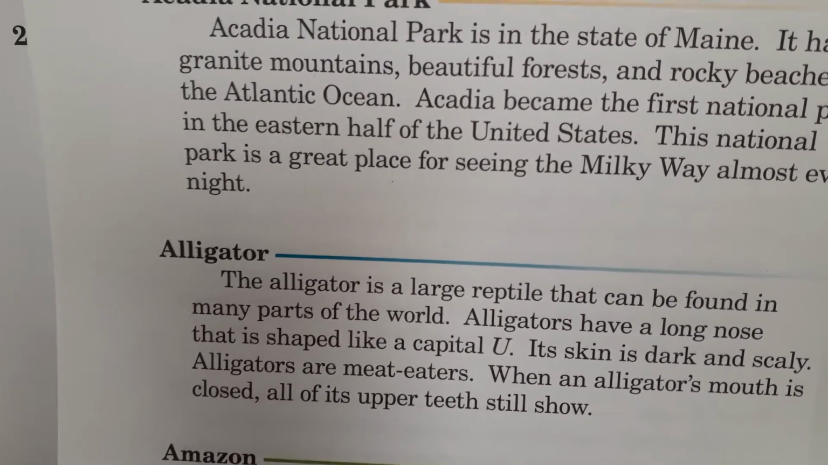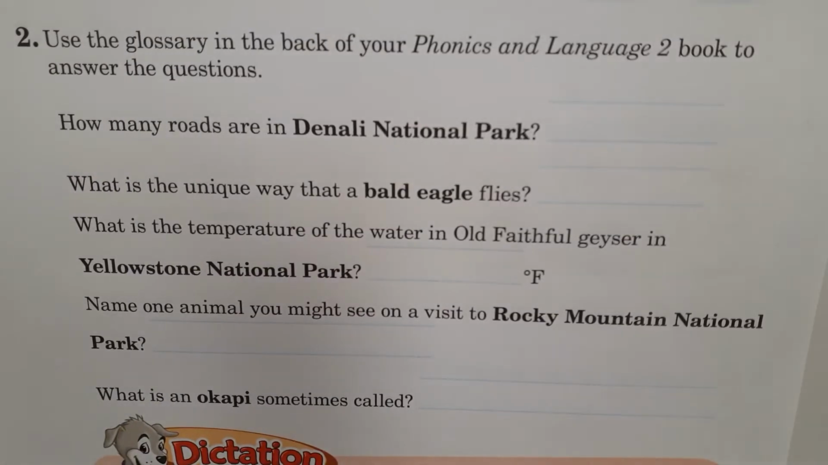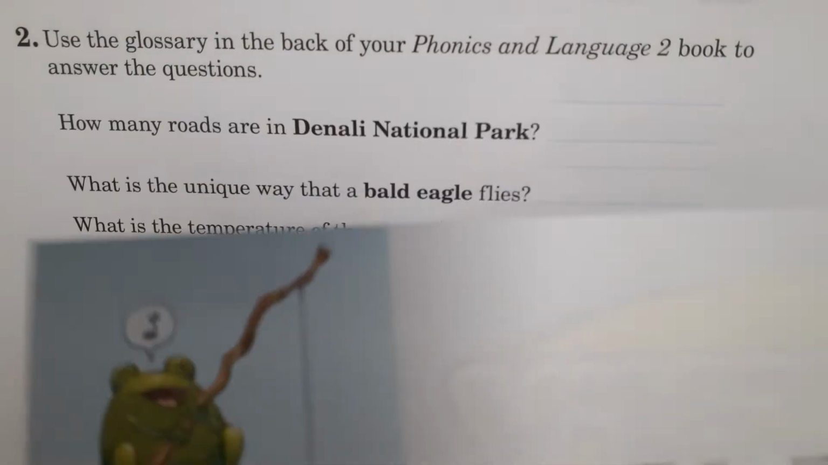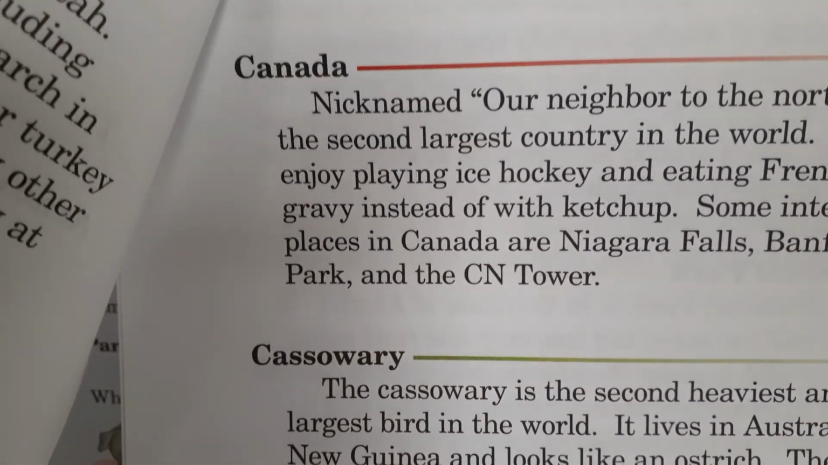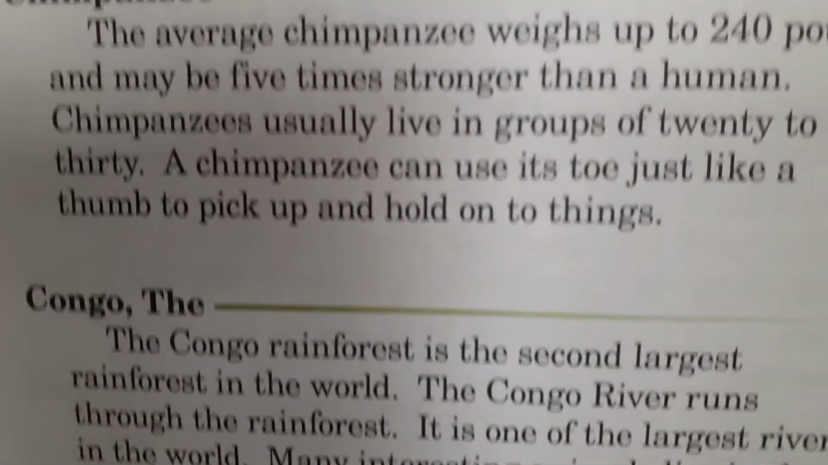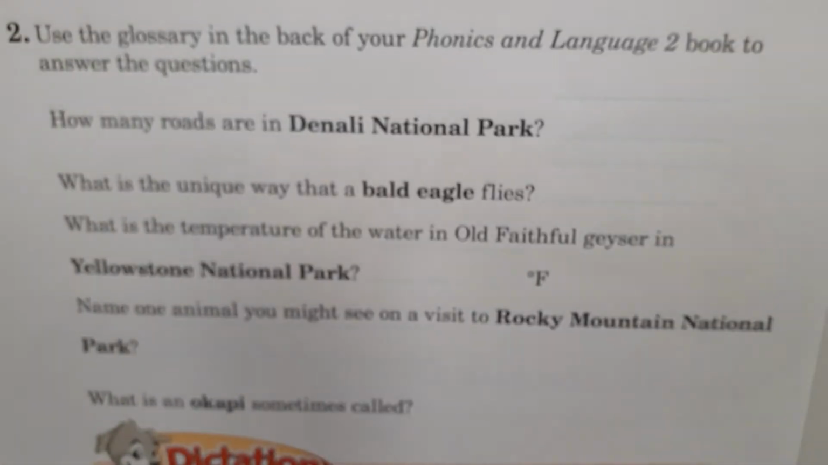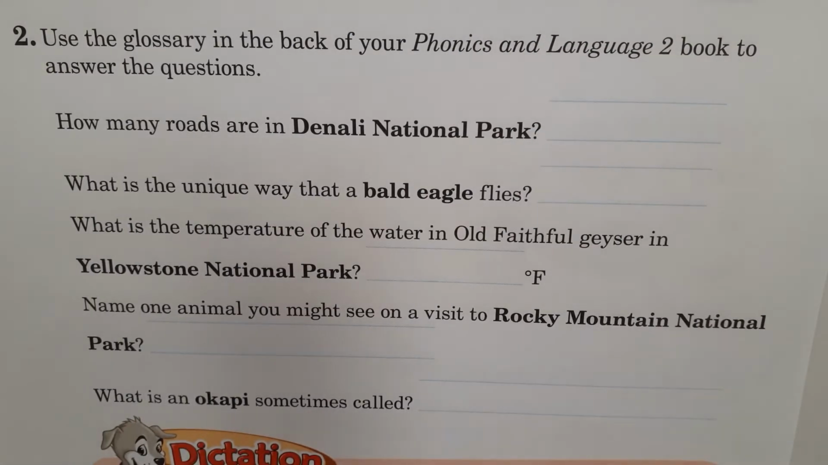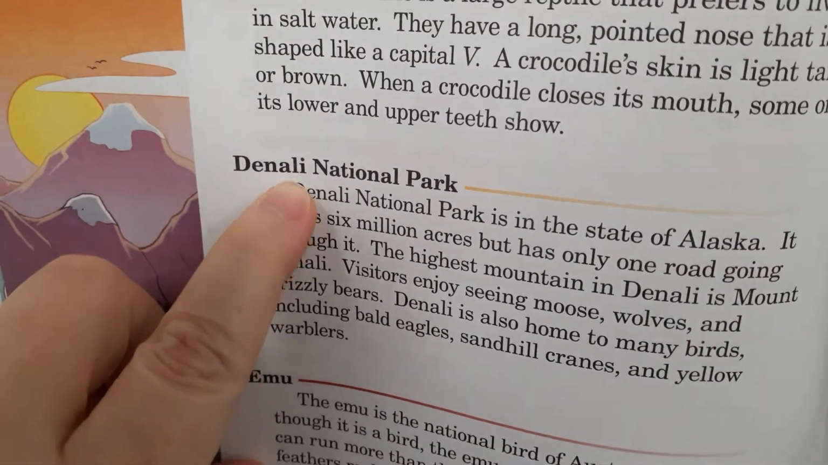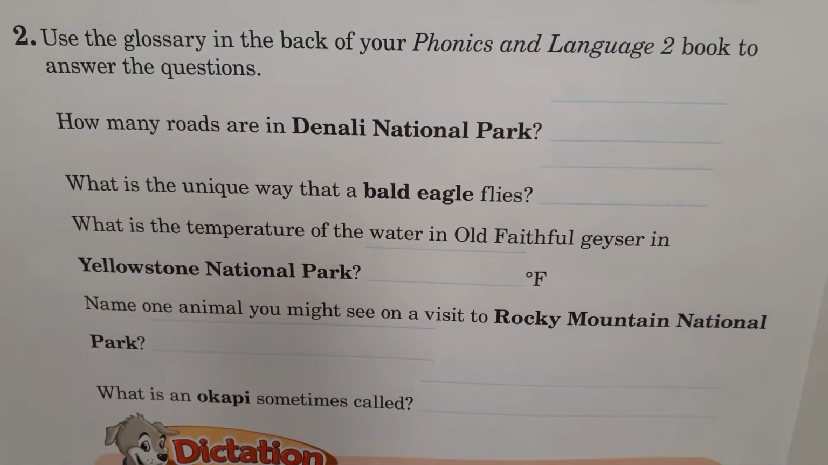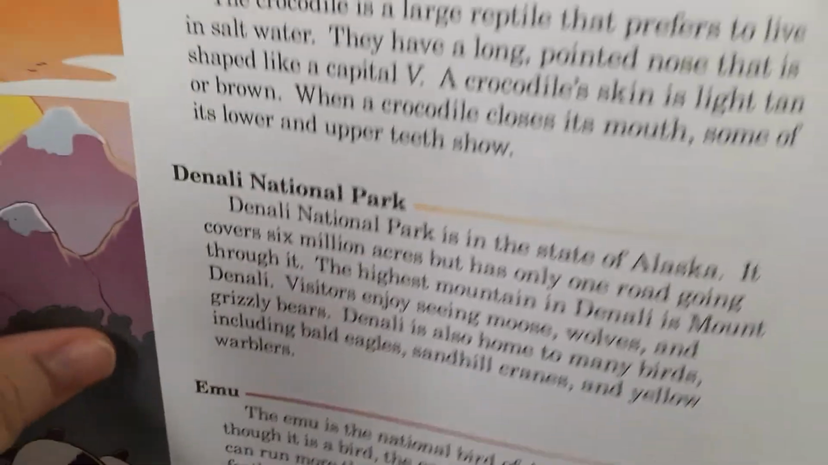So we're in the A section right now, so I'm going to turn the page. And as I turn the page, you can see that we're still in the A section. Here comes the B section. And now we're in the C section. See, Canada and so on. These are all the C section. We need to go to the D section. Here we are. D, Denali National Park. Now, the question says how many roads are in Denali National Park.